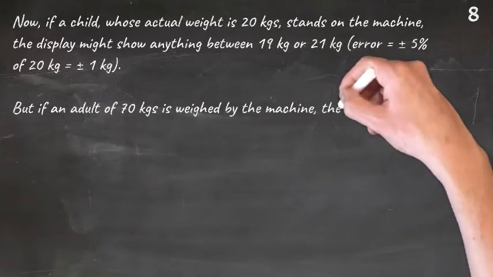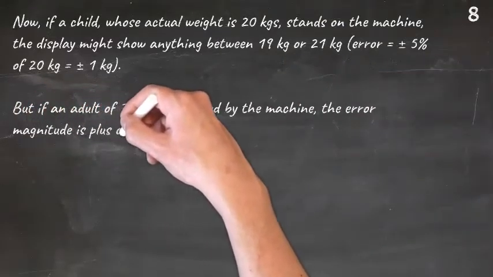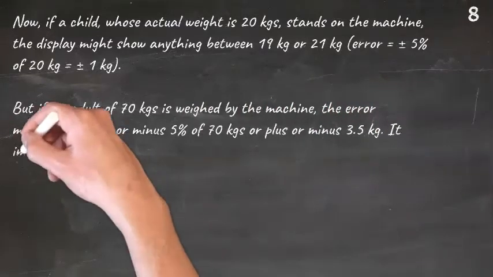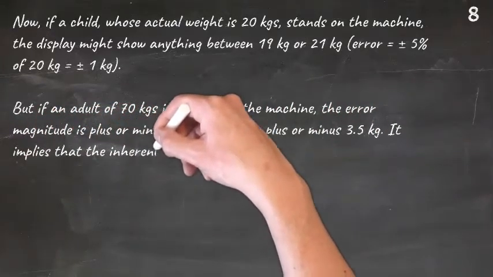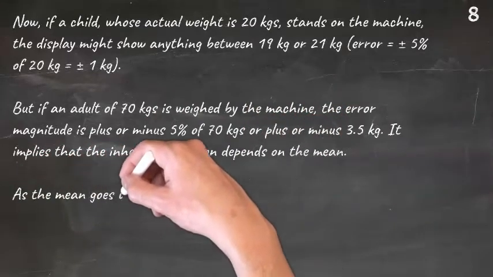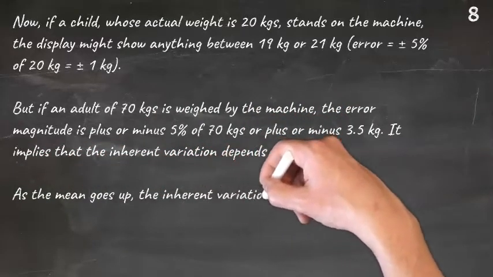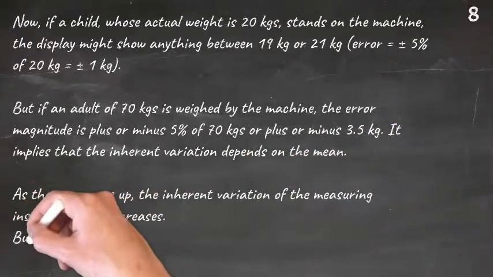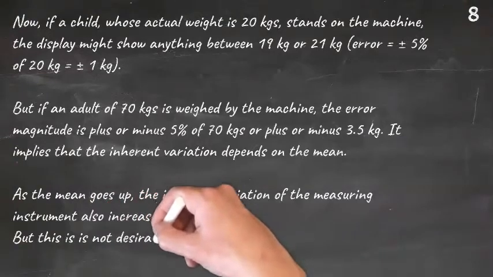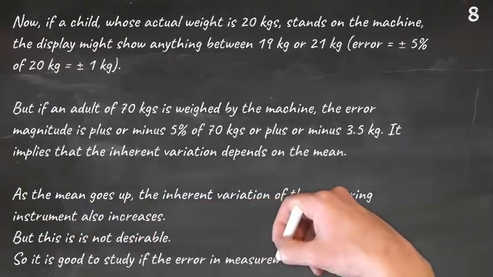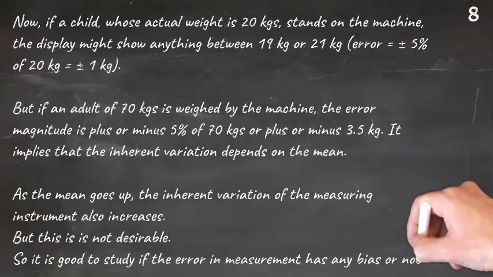But if an adult of 70 kilograms is weighed by the machine, the error magnitude is plus or minus 5% of 70 kilograms or plus or minus 3.5 kilograms. It implies that the inherent variation depends on the mean. As the mean goes up, the inherent variation of the measuring instrument also increases. But this is not desirable. So it is good to study if the error in measurement has any bias or not.